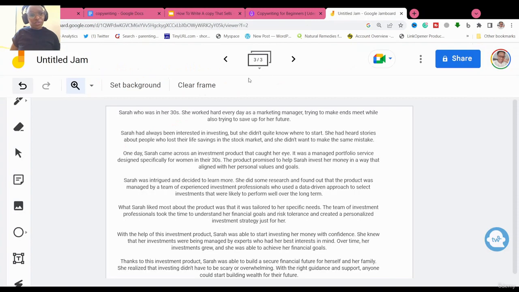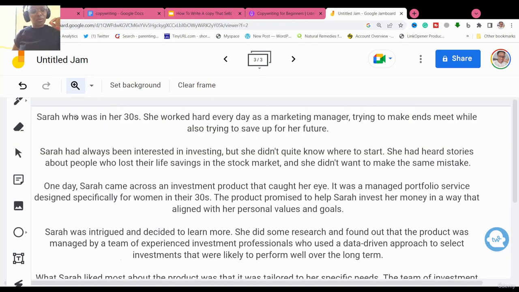So an example of a story. Our avatar, our woman here, is called Sarah. Let me zoom this. So our avatar is called Sarah, who is in her 30s. Remember, this is our target audience. And Sarah has worked every day as a marketing manager. I want you to note this. So she has a job as a marketing manager, and she's trying to make ends meet.